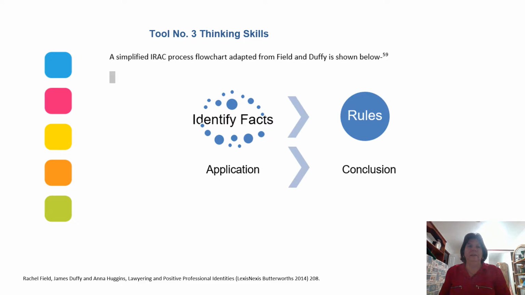Tool number 3 is thinking skills. I've provided a simplified IRAC process flowchart adapted from Field and Duffy. First, you want to identify the facts by asking your client who is involved so you can identify the parties. Who suffered and how? Why was it avoidable? What is the non-relevant information? Is there any missing information? You want to include specific details like dates and monetary figures.